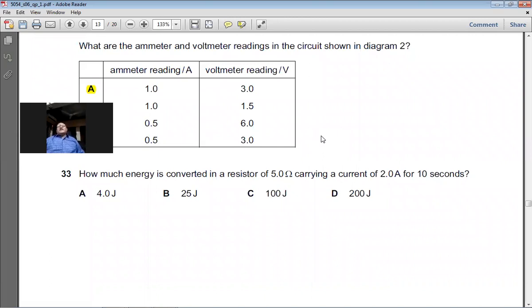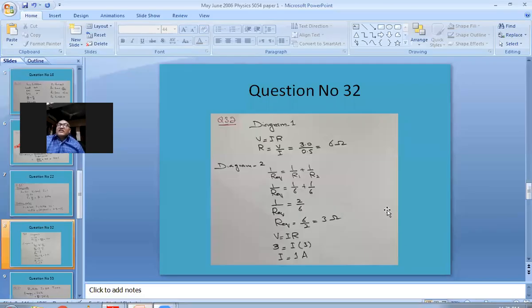How much energy is converted in a resistor of 5 ohm carrying a current of 2 ampere for 10 seconds? So we want to calculate the electric energy. The formula for the electric energy is very simple. Let me show you how I have done this. I have done this on a paper.